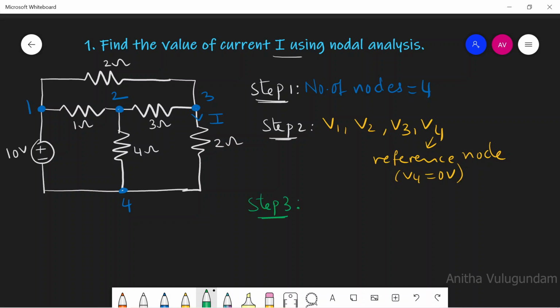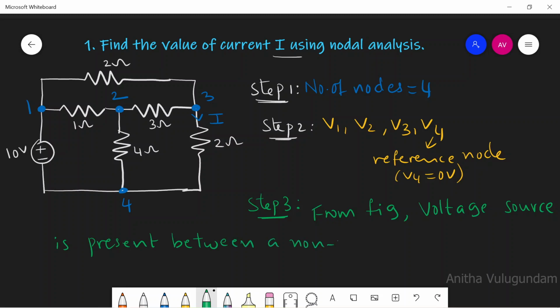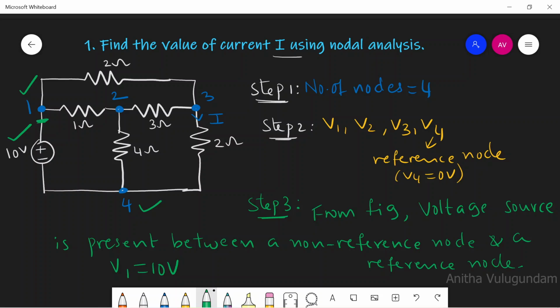Step 3 is, from the figure, a voltage source is present between a non-reference node and a reference node. You can see the 10 volt voltage source is present between non-reference node 1 and reference node 4. So we can directly write here V1 equal to 10 volts. As V4 equals 0 volts, the voltage across node 1 will be 10 volts. V1 equal to 10 volts. Let this be equation number 1.